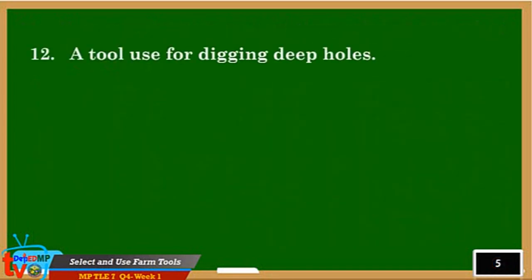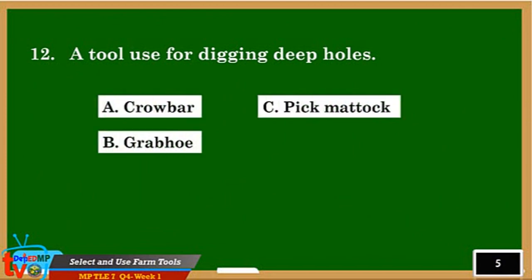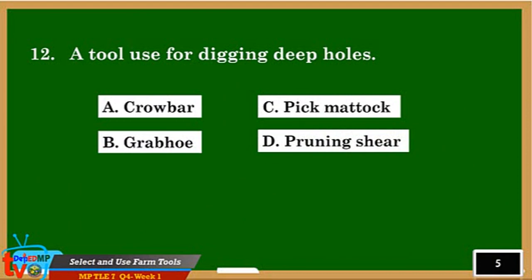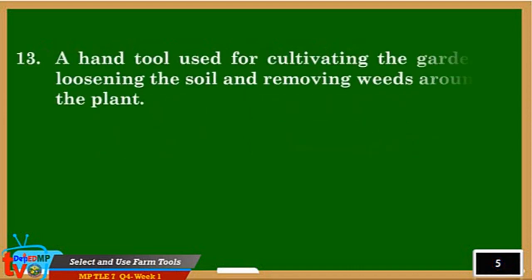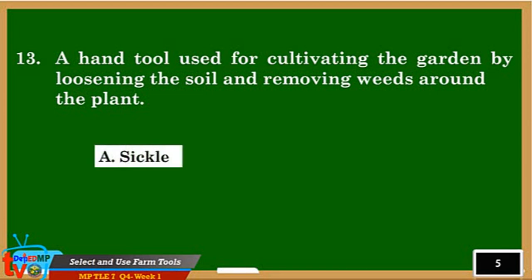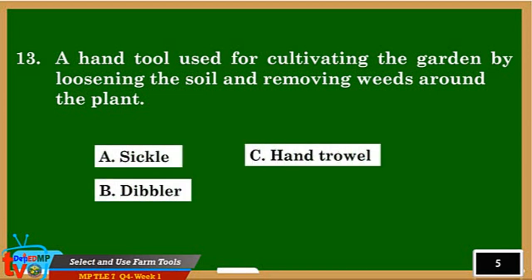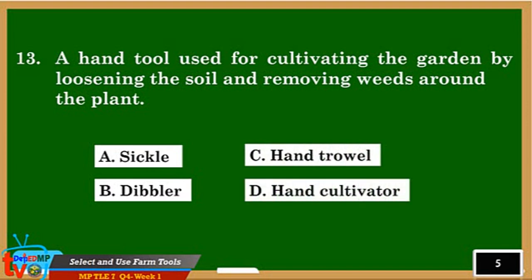Number 12. A tool used for digging deep holes. A. Crowbar. B. Grab hoe. C. Pick mattock. D. Pruning shear. 13. A hand tool used for cultivating the garden by loosening the soil and removing weeds around the plant. A. Sickle. B. Dibbler. C. Hand trowel. D. Hand cultivator.